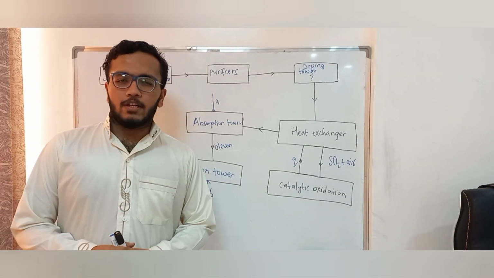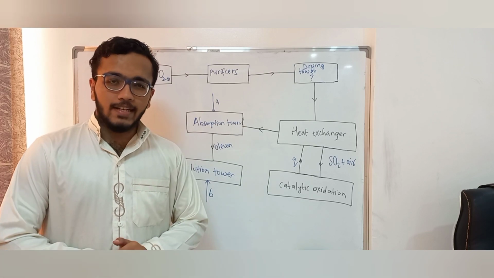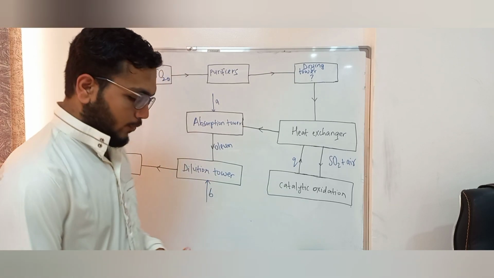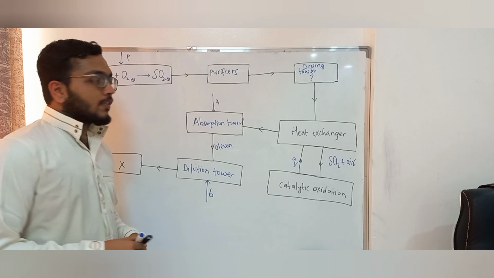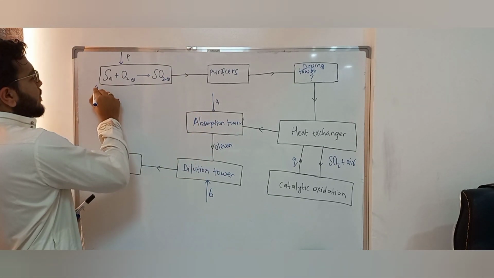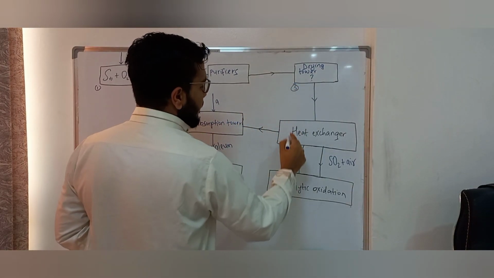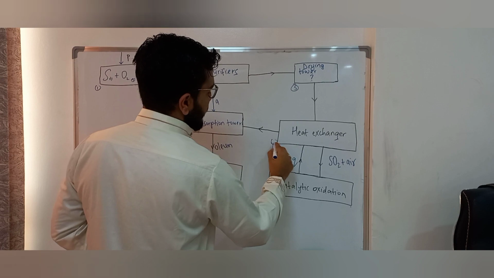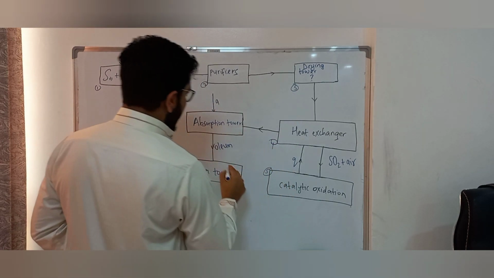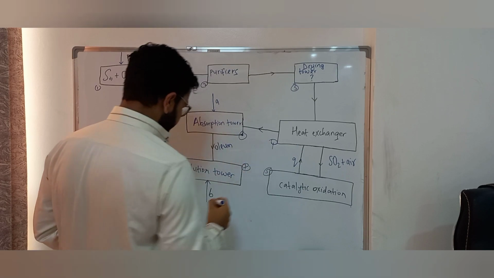So let's dive into the flow chart, which will help us remember what we already did and refresh with some questions. So we have 7 steps, as you can see. This is step number 1, step number 2, purification, drying, heat exchanger, catalytic chamber, absorption tower, and dilution.